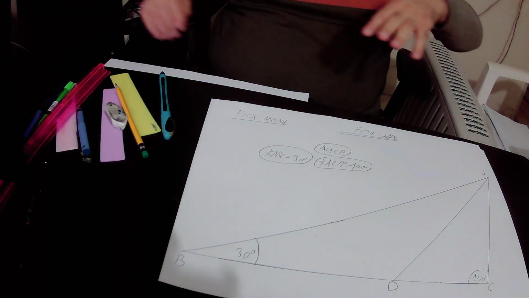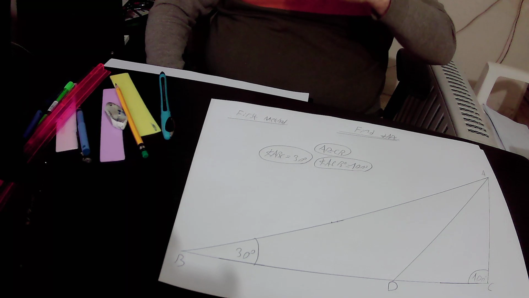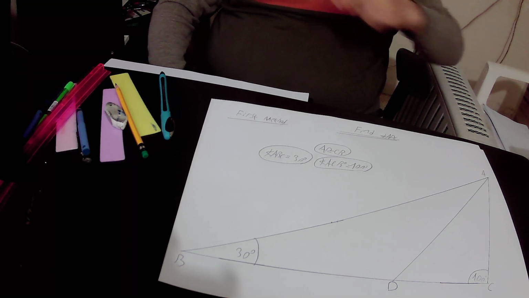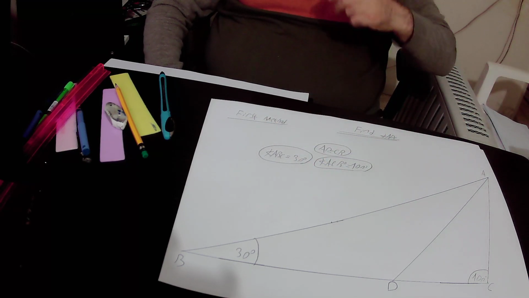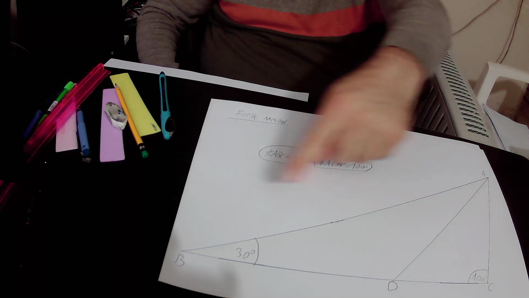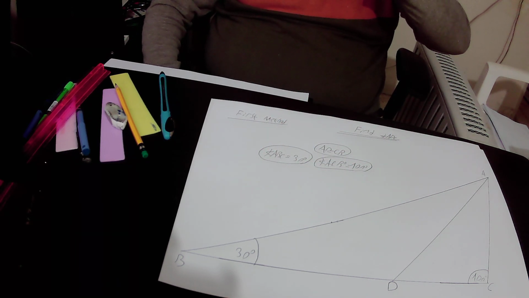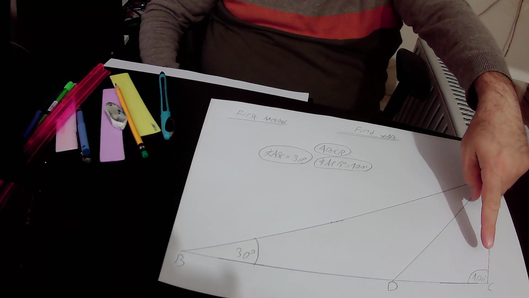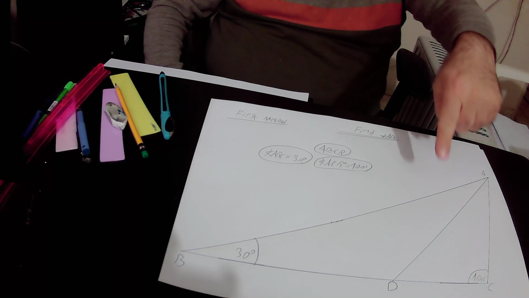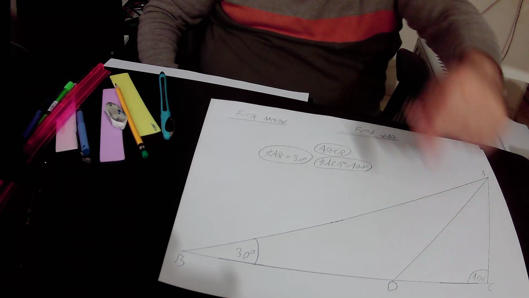Hello, in this lecture we'll find out the value of angle ADC using two different methods. In the drawing we have triangle ABC. We know that side AD equals side BC. We also know that angle ABC equals 30 degrees. Angle ACB equals 100 degrees, and we want to find the value of this angle ADC.